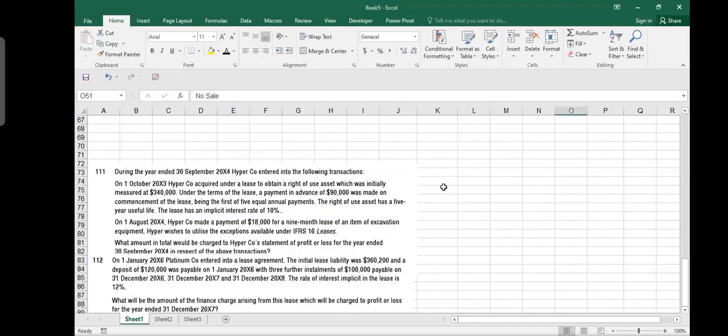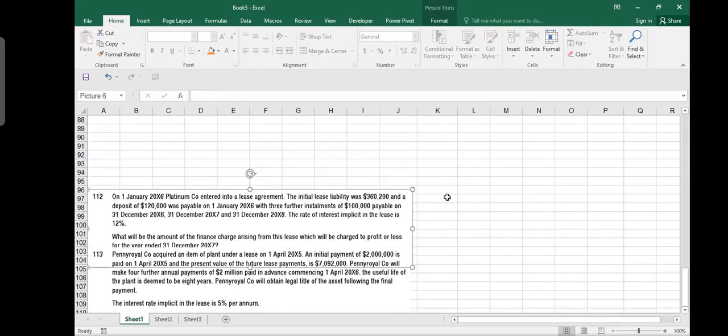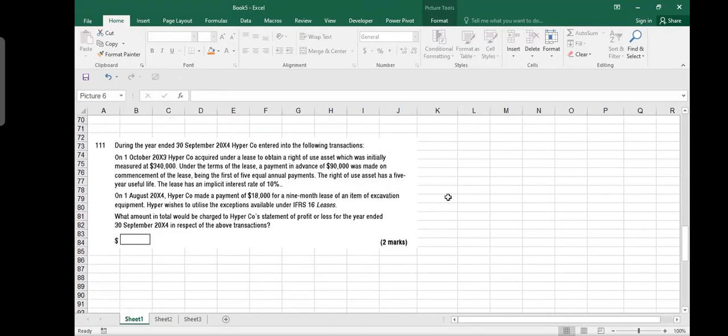Then we do 111. Let me drag these things down a little bit because we need some space here. Okay, 111. What amount, let's first read the requirement. What amount in total would be charged to Hyper Company's statement of profit or loss for the year ended 30th September 2004 in respect of the above transactions? Okay. P&L, what goes to P&L?